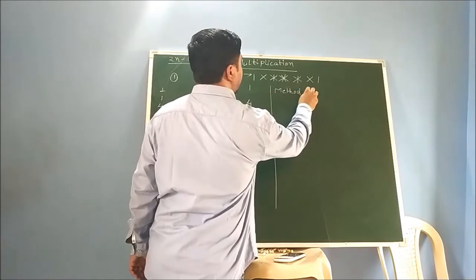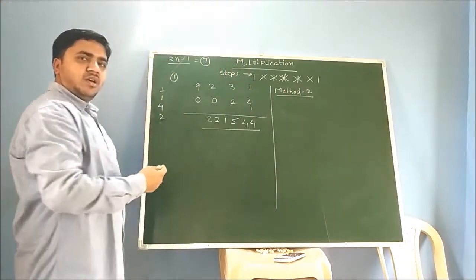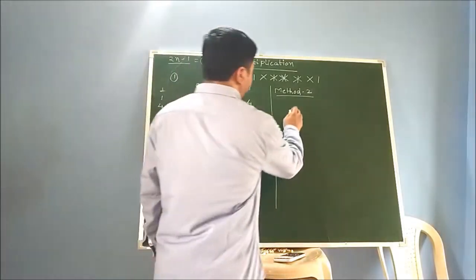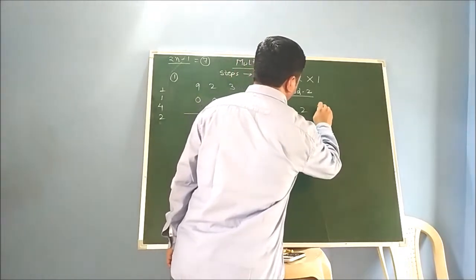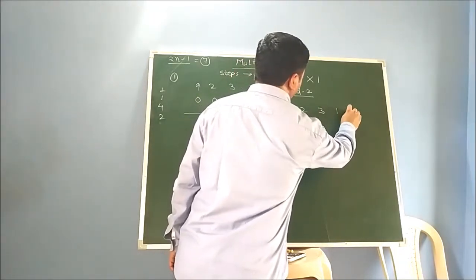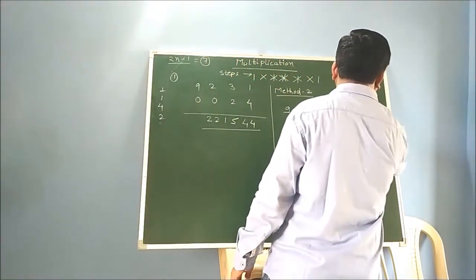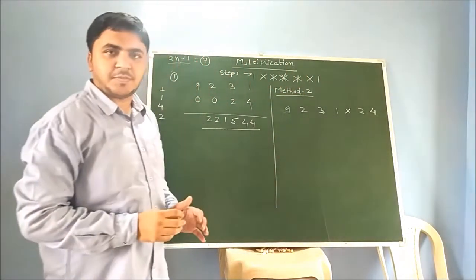Method 2 for the same problem. This was method 1, which you saw in the previous lecture. Now this is method 2. For method 2, we will write down the numbers 9231, and that number should be multiplied with 24. So this is my given problem. Now we have written this particular problem.